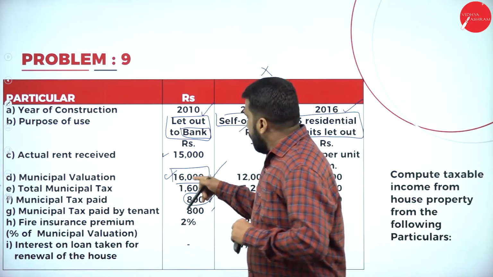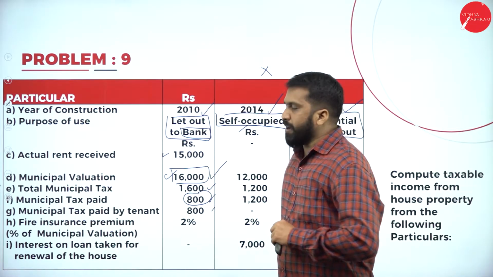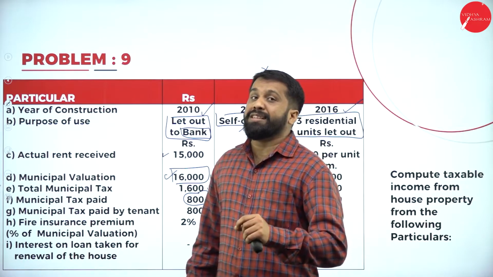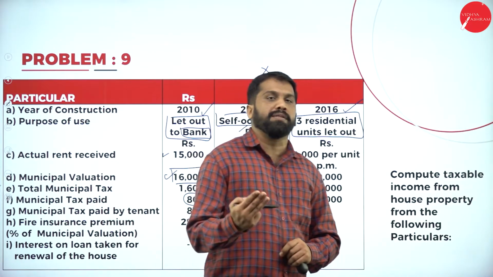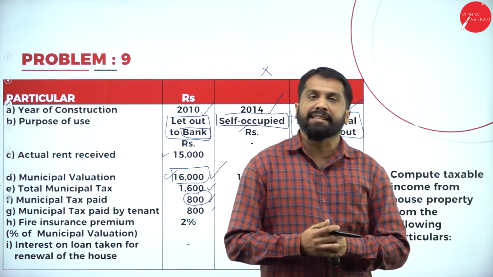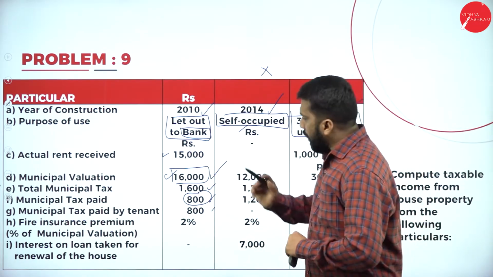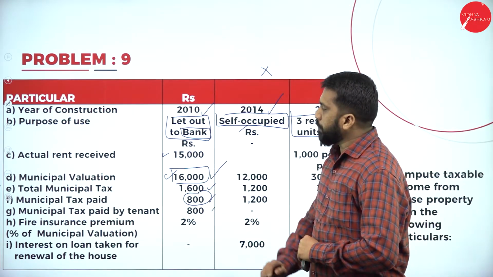Now, 16,000 minus 800, you will get around 15,200. For that, you should calculate 30% as standard deduction. Clear? Yes. Up to this we have completed.